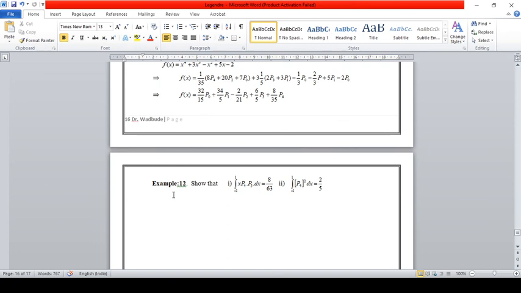And the last, example 12, is again an easy example, solve it yourself. So this unit is over.